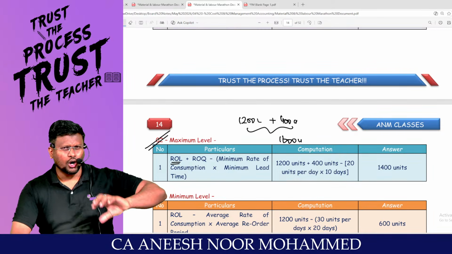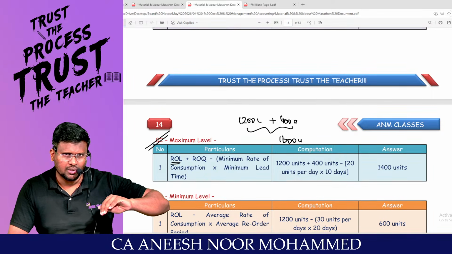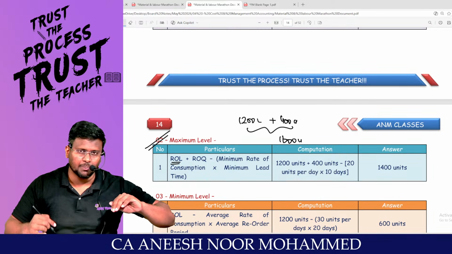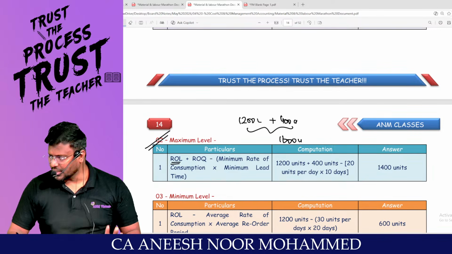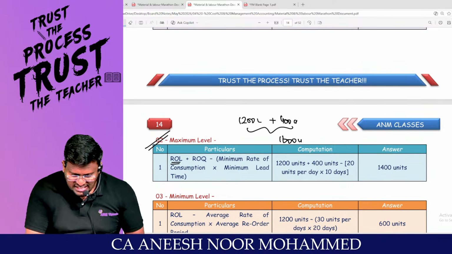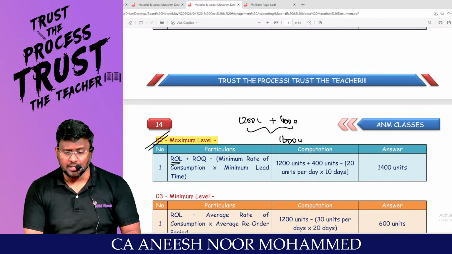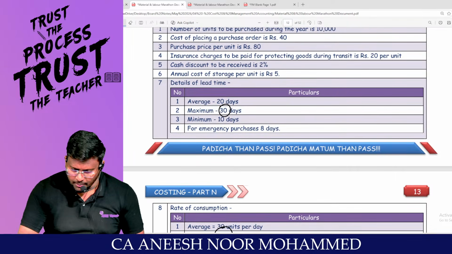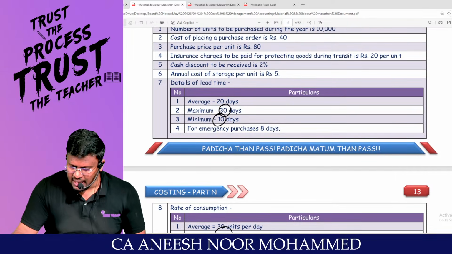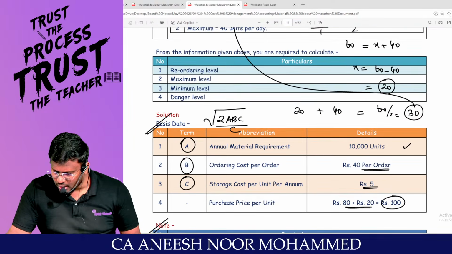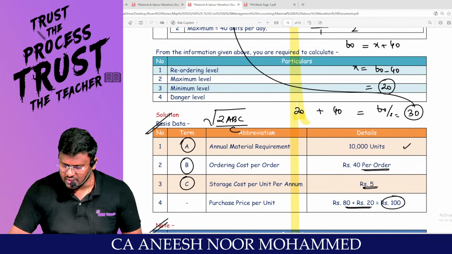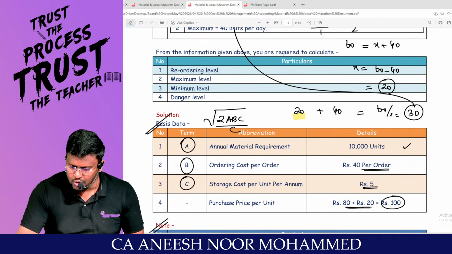But in order to receive the goods, surely the supplier will be taking some time. By that time, some units will be consumed. So, since the answer we want is maximum, mistake should be minimum. Please reduce minimum consumption into minimum lead time. Minimum lead time is 10 days. And minimum consumption, we already found out here. Minimum consumption is 20 units. Am I right? So, 20 into 10 comes to 200 units.